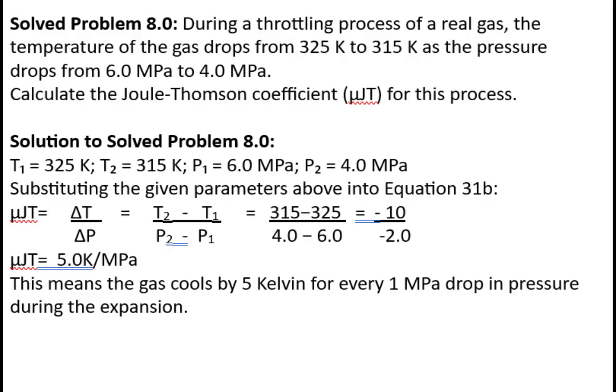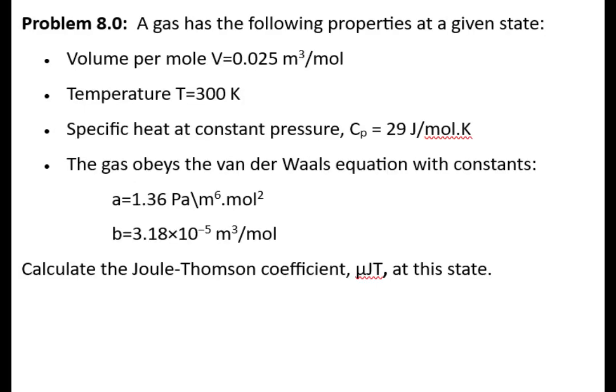It simply involves substituting the given values for temperatures and pressures into equation 31b, as this is a throttling, isenthalpic process. The result is a positive value of the Joule-Thomson coefficient, which shows that cooling took place and liquefaction of the real gas.